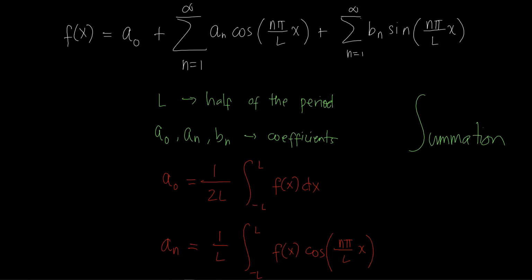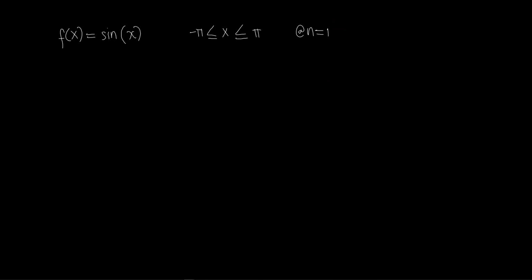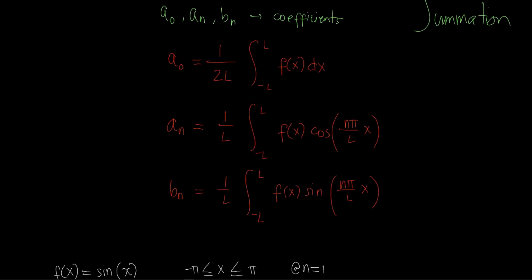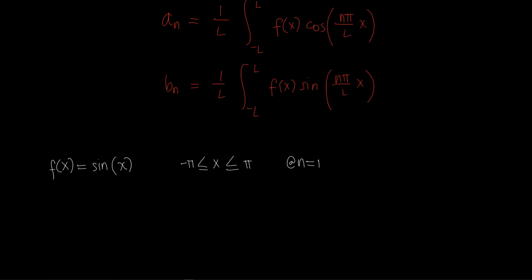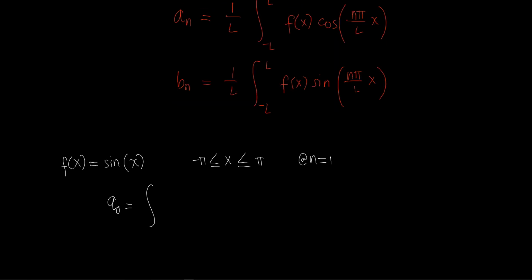What we are going to do first is solve for the coefficients. That is the first step. So, solving for A0: A0 equals 1 over 2L, integral from negative L to L of f of x dx.